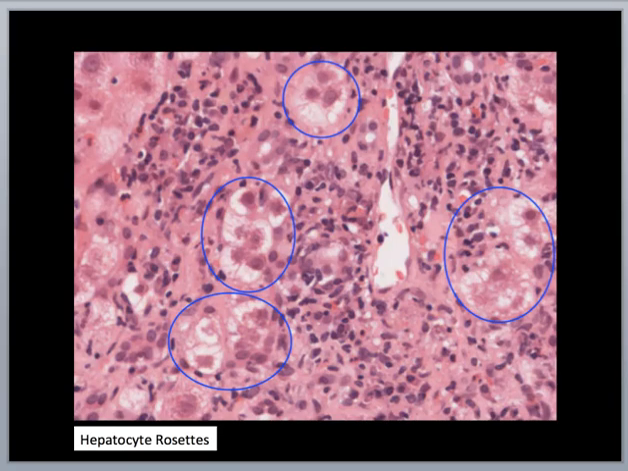The final typical histopathological finding that's associated with autoimmune hepatitis is so-called hepatocyte rosettes. In areas of inflammation, these are collections of hepatocytes that seem to form glandular-like structures, and they group together forming what appears to be a small gland, and we call these rosettes. And these are what are encircled in this image.